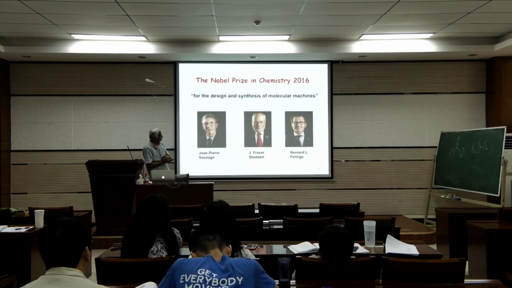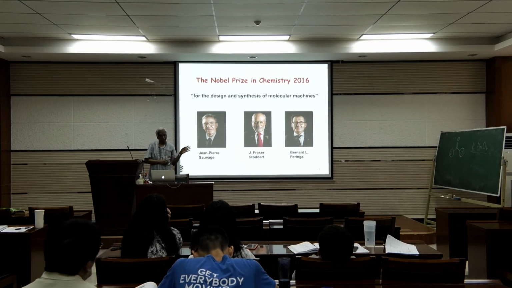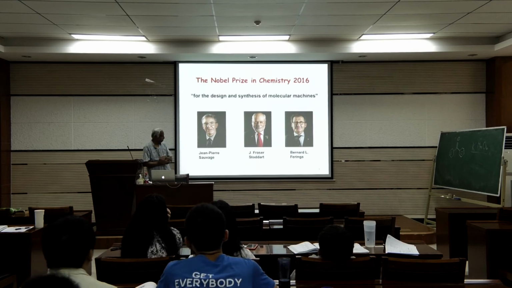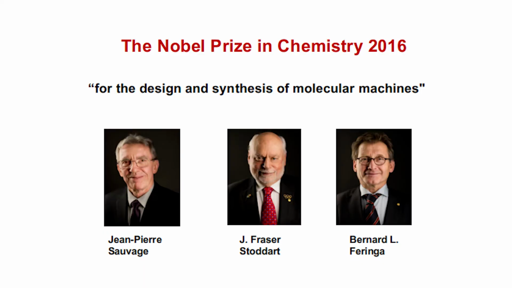This one, for example, have you heard of any of these people? They come to China very often, actually. So Fraser Stoddart, and then Feringa and Jean-Pierre Sauvage. They got the Nobel Prize a couple of years ago. This one is very similar. You take a molecule and alter its properties with the help of another molecule. They will make a molecule move. So these are called molecular machines.